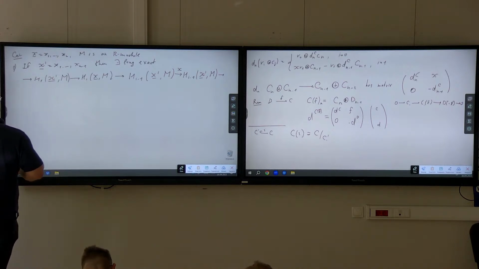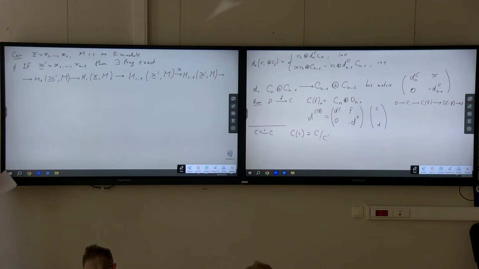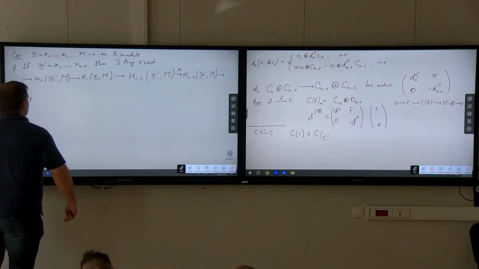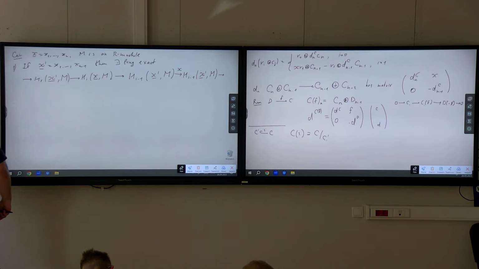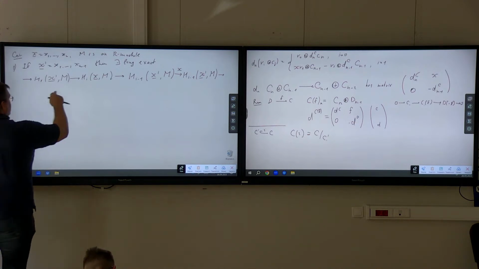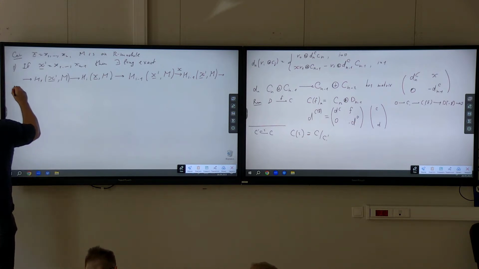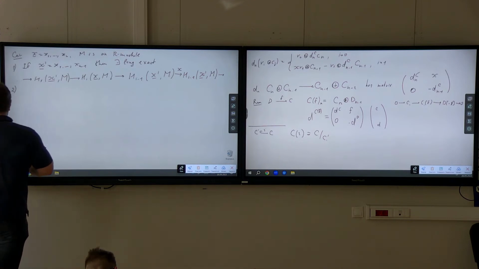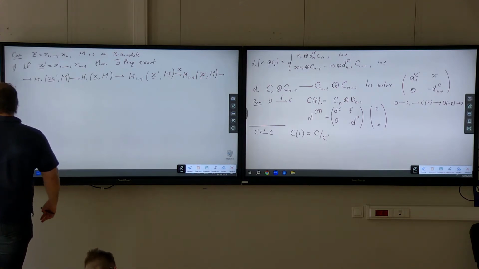Yeah, so of course I don't really need to prove this, because this is just the previous proposition where I take as a complex C the Koszul complex for this sequence x prime. And then use, I think, part 2 of the proposition, for the long exact sequence, and I'll get this long exact sequence. So this immediately follows as a special case of the proposition.